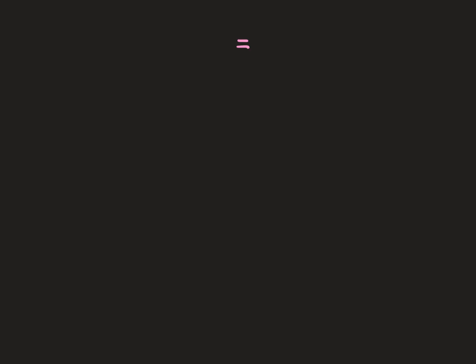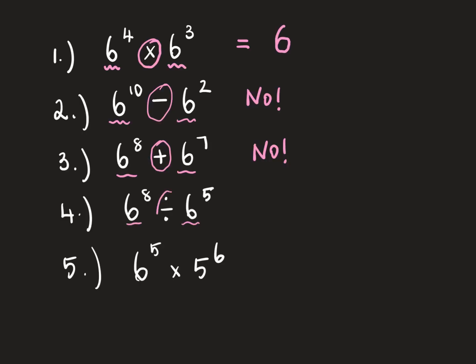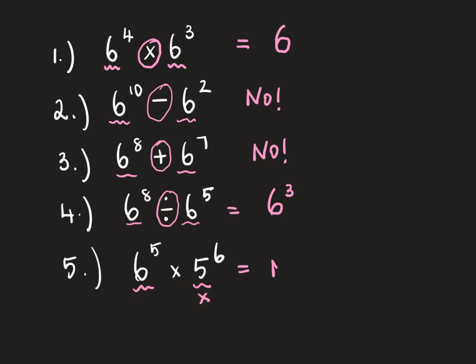Next one here. The bases are the same. I'm dividing the terms. That's good, isn't it? So what do I do? I subtract the indices. 8 minus 5 is 3. Next one here. Are the bases the same? No, they are not. So I cannot answer that one there either.